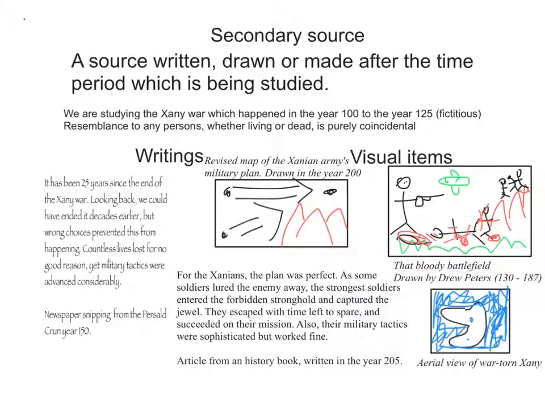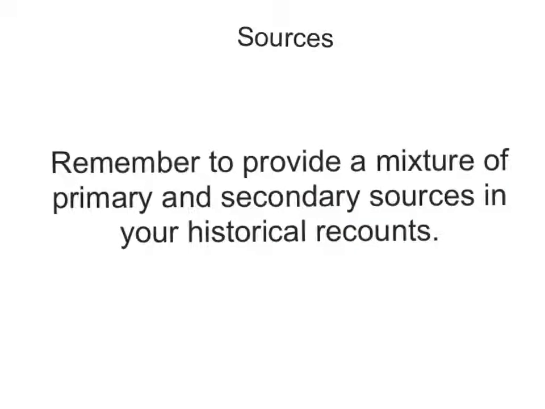The third visual item is an aerial view of war-torn Zaini. These 10 sources provide excellent examples of primary and secondary sources. Remember to provide a mixture of primary and secondary sources in your historical recounts. Have fun!